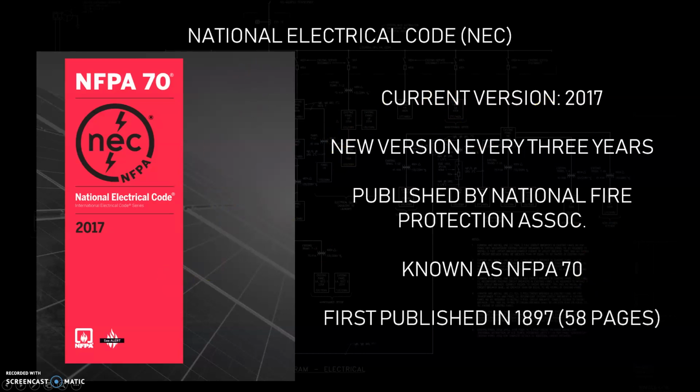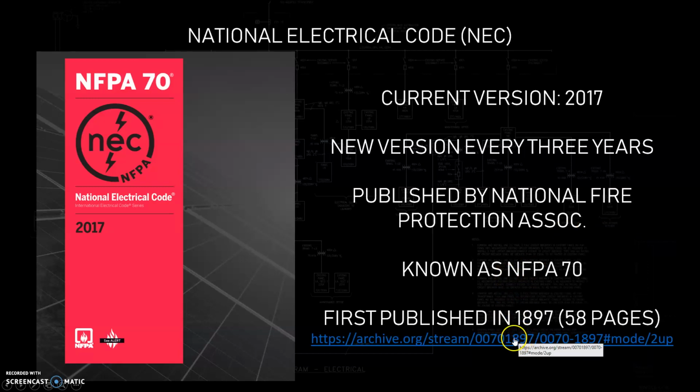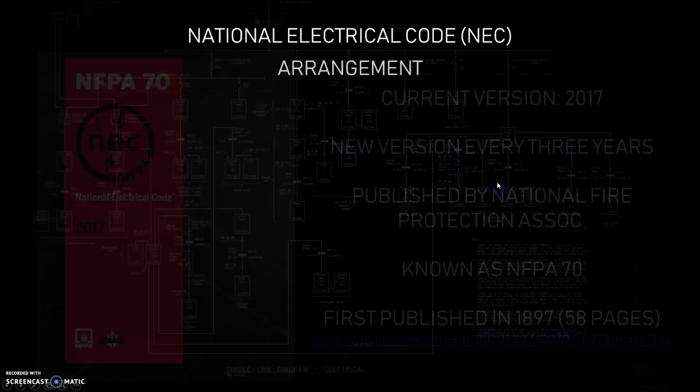I don't know if it's a fun fact or what, but the first one was actually published in 1897, and I did look it up. It was only 58 pages. I think now we're looking at 600 or 700 or 800 pages. Obviously, it's grown substantially since then. But I actually found a link here to an electronic version of the first NEC code book, and I'll put that in the course page as well. You guys can check it out for yourselves. I found it pretty interesting.